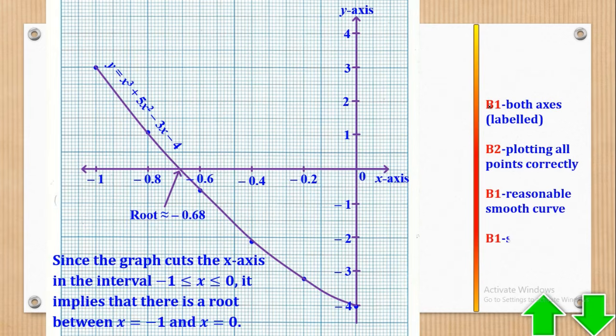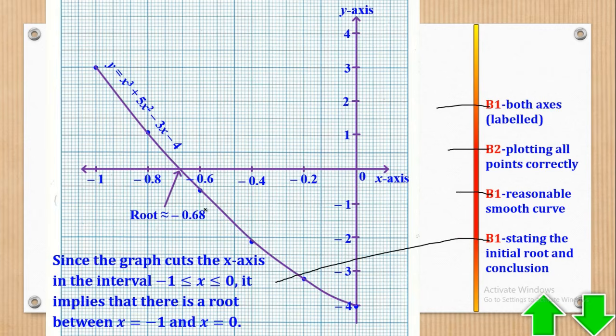So let's see how the marks can be awarded. B1 for both axes, B2 for plotting all points correctly, B1 for the smooth curve, B1 for stating the initial root, and also concluding.